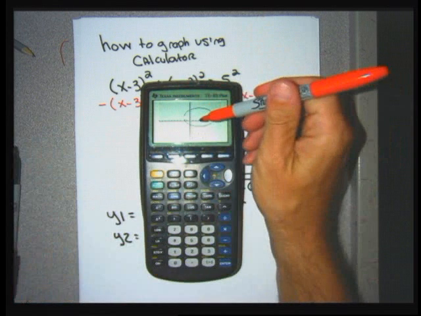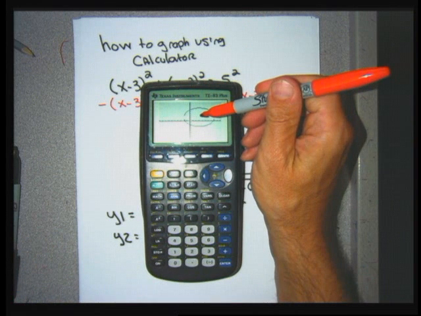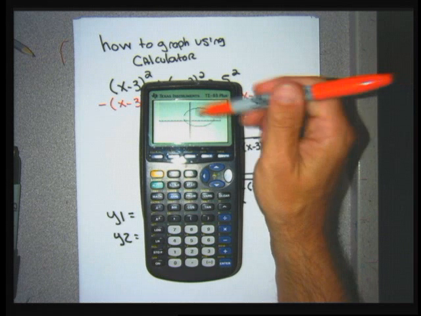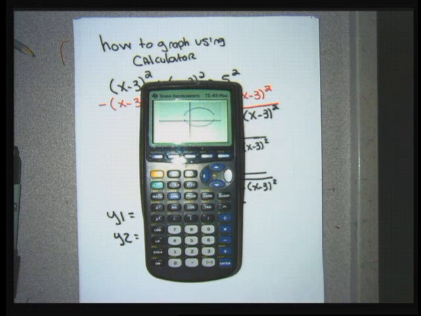If I go over 3 and up 2, that's about the dead center of the circle. It doesn't look so much like a circle. It looks more smushed. It looks more like an ellipse, and my calculator is just kind of flawed in that way. It doesn't do circles perfectly.